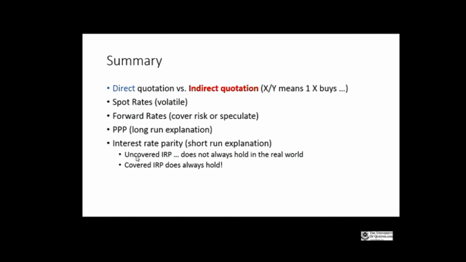The uncovered one is risky because you suffer if the foreign exchange rate is fluctuating. But the covered interest rate parity condition always holds because there's no risk. And if that wouldn't hold, it would be a free lunch and everybody would go for it.